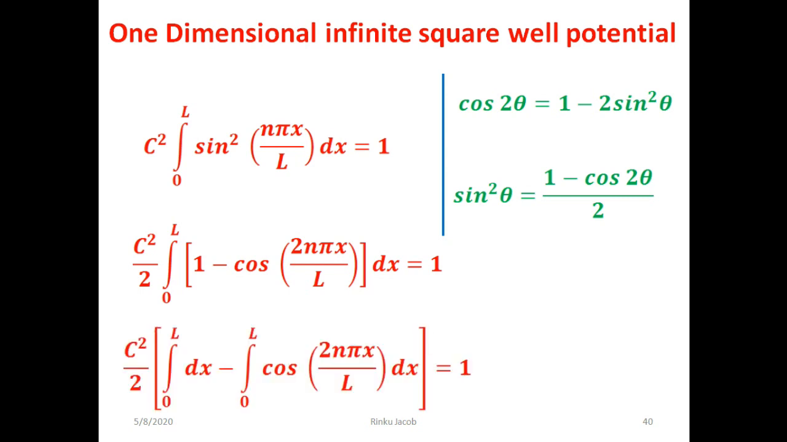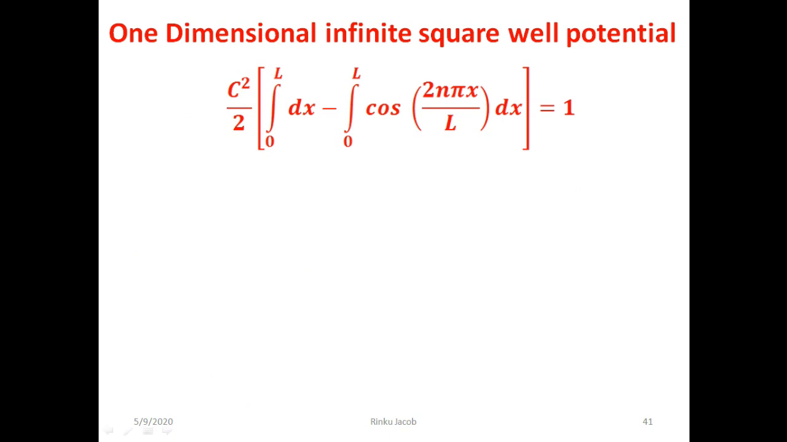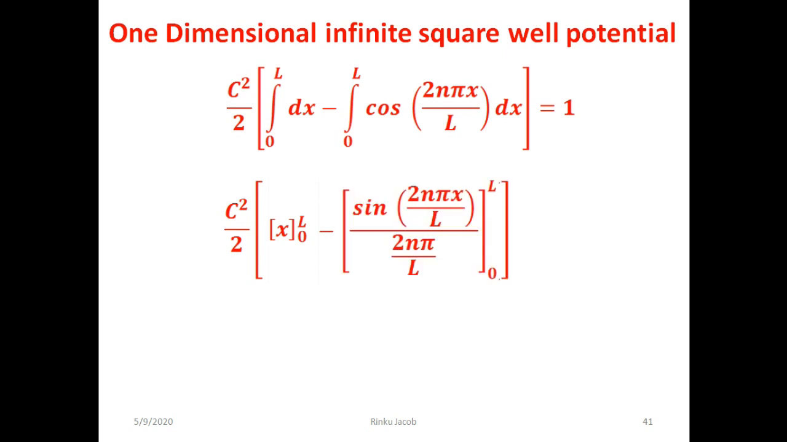Or c²/2 [integral 0 to L dx minus integral 0 to L cos(2nπx/L) dx] equal to 1. Now the integral of dx within the limit 0 to L is x within the limit 0 to L, minus the integral of cos(2nπx/L) dx within the limit 0 to L, which is sin(2nπx/L) divided by (2nπ/L) within the limit 0 to L, equal to 1. Now applying upper limit minus lower limit to the first term, that is L minus 0.